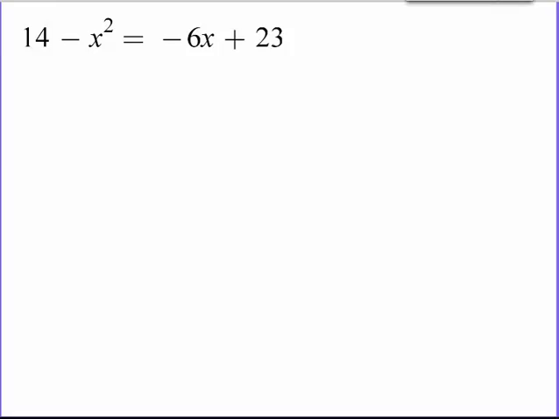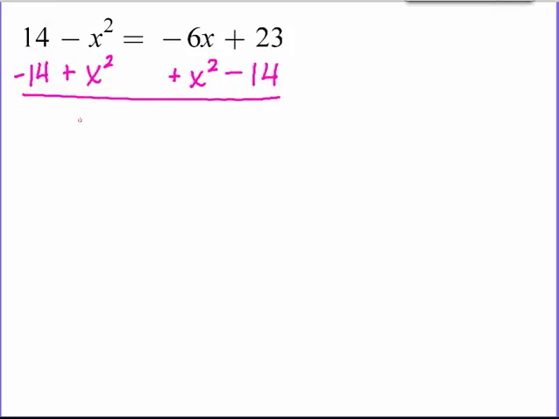So what I need to do is go ahead and rewrite this so it's in standard form. Now I can move everything over to the left side and have a negative x squared, but I don't like to do that because I don't like my x squareds to be negative. So I'm going to add x squared to both sides, and then I'm also going to subtract 14. So I end up getting on the left 0 equals x squared minus 6x plus 9.